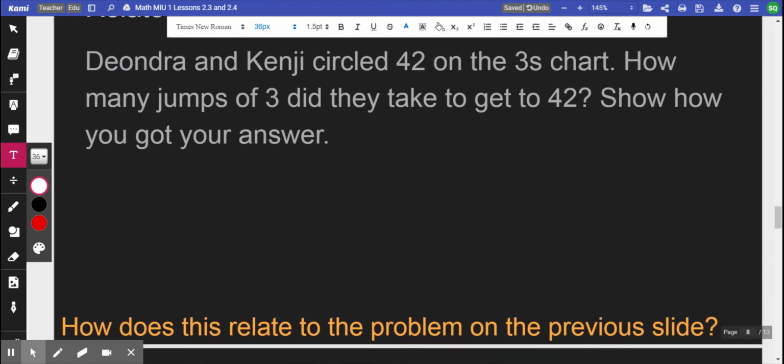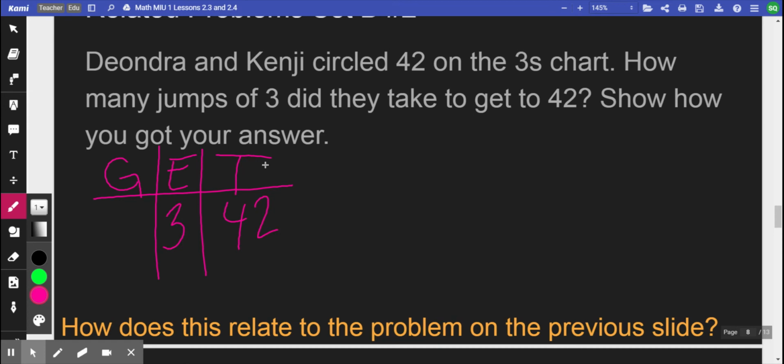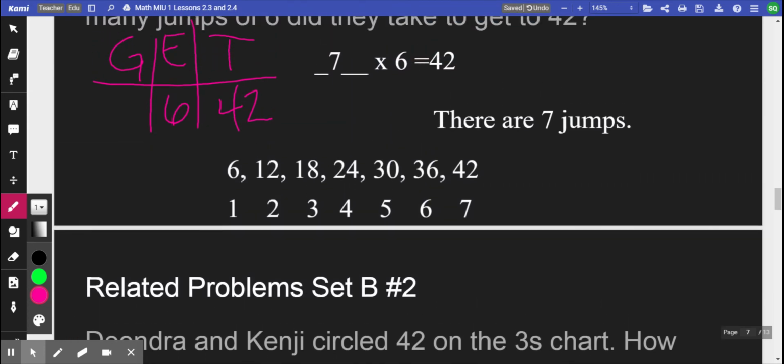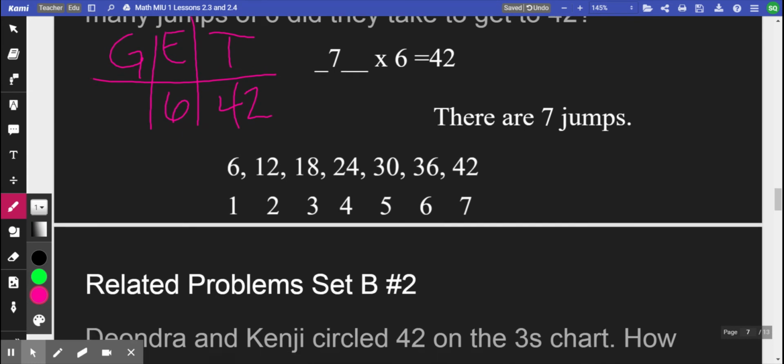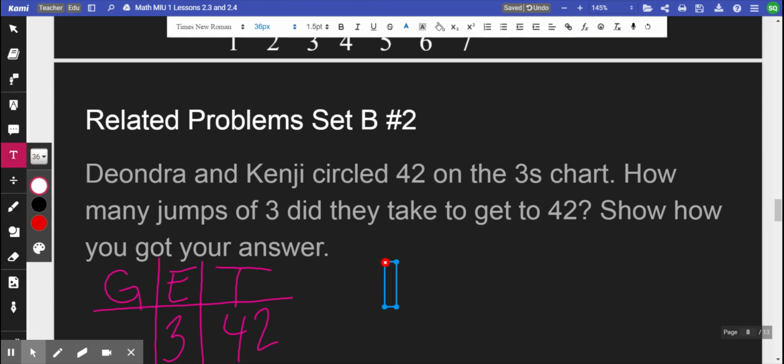Okay. So first I'm going to make my get chart. It's got 42 total, 3 in each group, and I don't know how many groups. So I know that the 42 is the same this time. Let me write my equation. Blank times 3 equals 42.